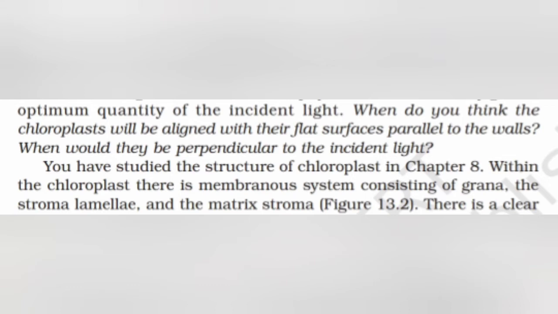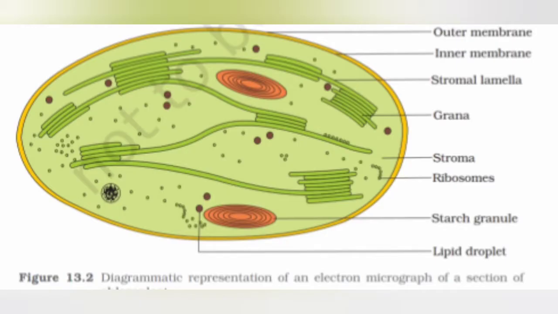You have studied the structure of chloroplast in chapter number 8. Within the chloroplast, there is a membranous system consisting of grana, the stroma lamellae, and the matrix stroma. There is a clear division of labor within the chloroplast. Here is the structure of chloroplast: outer membrane and inner membrane, because it is a double membraned organelle.